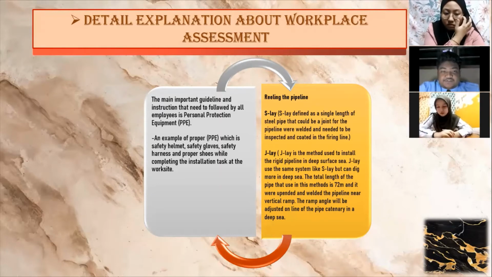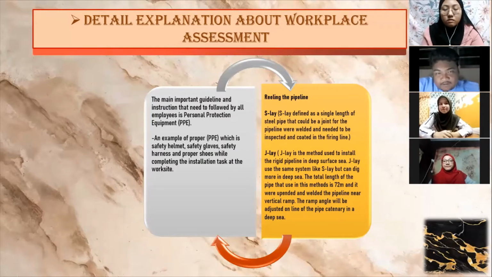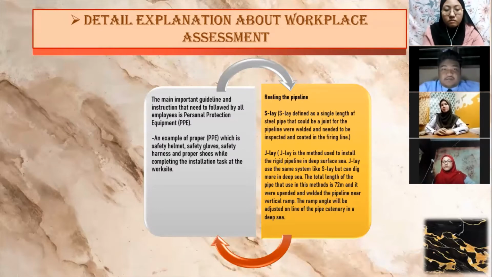The guidelines and instructions are about the proper PPE, or personal protective equipment, that should be used by all competent persons while working in new pipeline installation tasks. This also refers to the methods given by the responsible officer. There are three methods used by the competent person while working in new pipeline installation tasks. Number one is drilling the pipeline. Number two, the second method, is SLE.